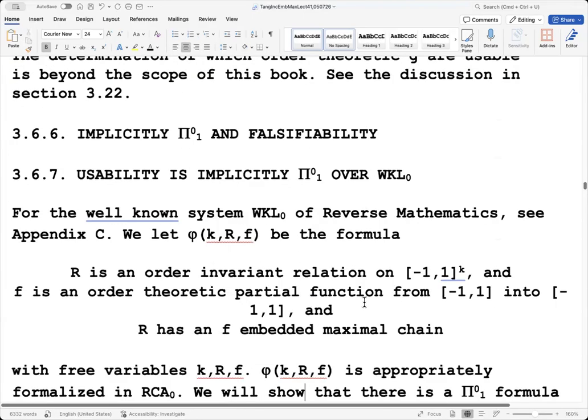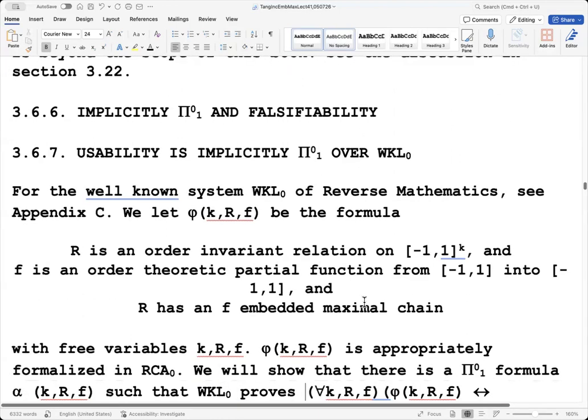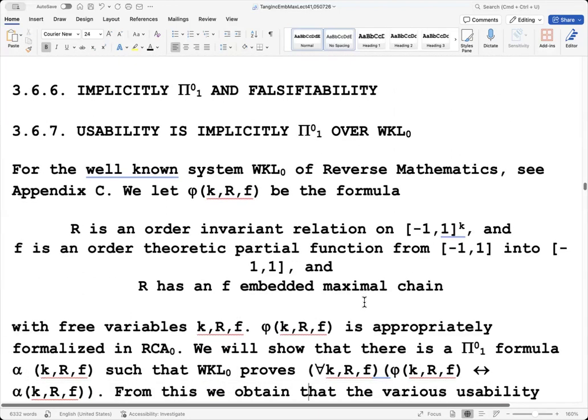All right, so then I talk about, as this has been around for a long time, the notion of implicitly pi 0, 1 and how that is almost the same as falsifiability, and how falsifiability is important in science. It should be important in math. It just means like pi 0, 1, except it may not be in that form. So then we have that usability is implicitly pi 0, 1 for order theoretic functions. See here.